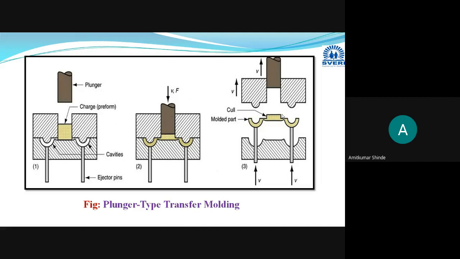Hence, in this plunger type transfer molding process, the wastage of the material is a small amount, and scrap will be less. And the final machining operations required, you have to perform very minimum operations here as compared to the pot type transfer molding process. Okay, so this is the plunger type transfer molding process and its comparison with the pot type transfer molding process.